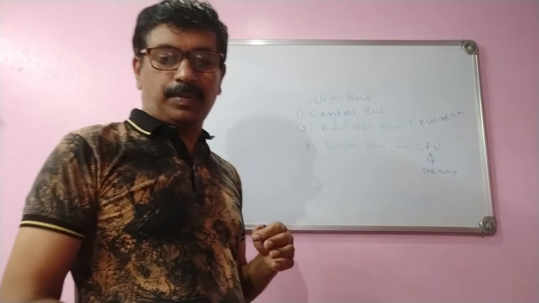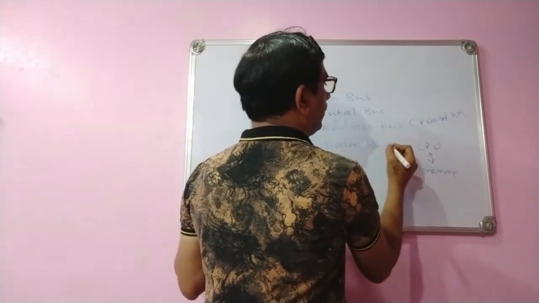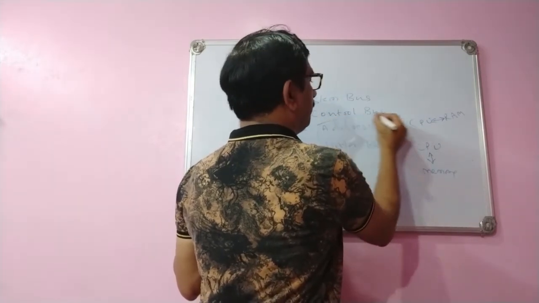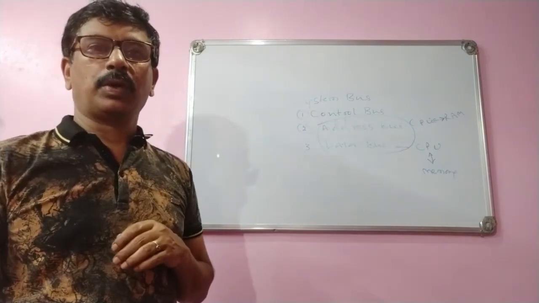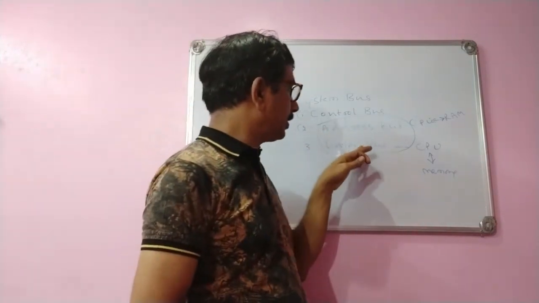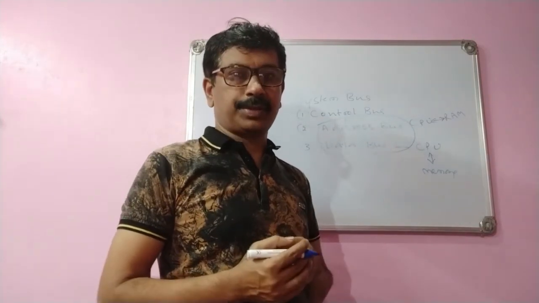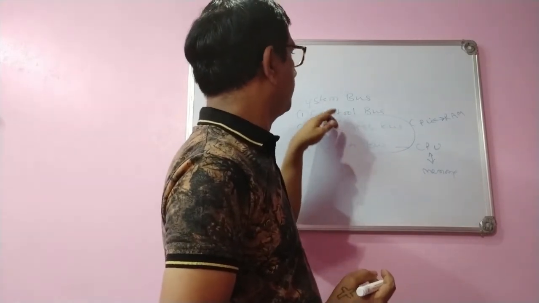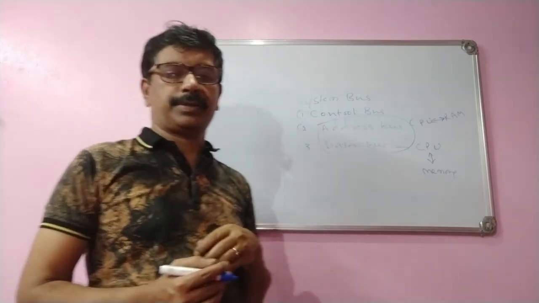And the control bus is to access this data and address line. That means to control all the operations. The address bus as well as data bus are managed by control bus. That's the concept of these three buses: control bus, address bus, data bus.